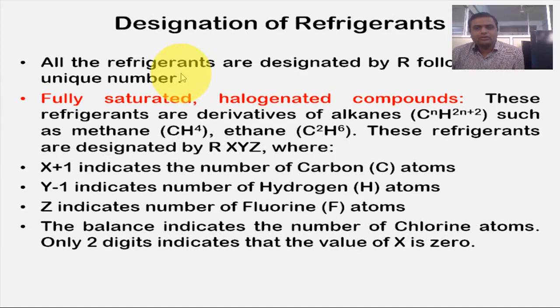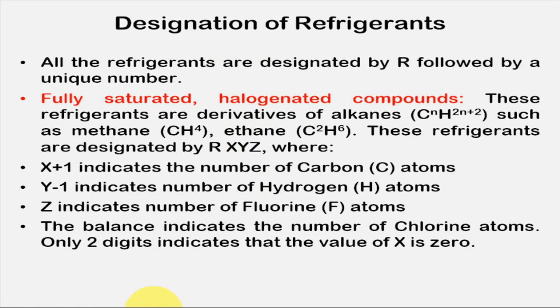So welcome to all for the course of refrigeration and air conditioning. In the previous video we discussed the properties of refrigerants. Now in this video we are going to learn about designation of refrigerants. All the refrigerants are designated by the symbol R followed by some unique number.